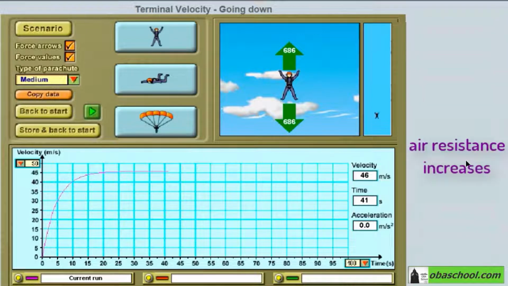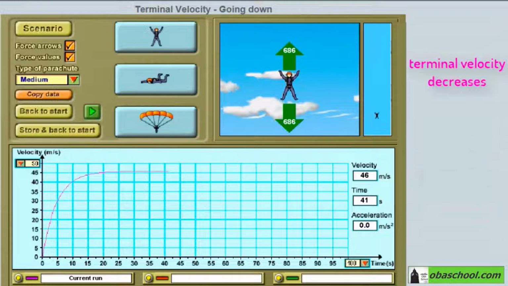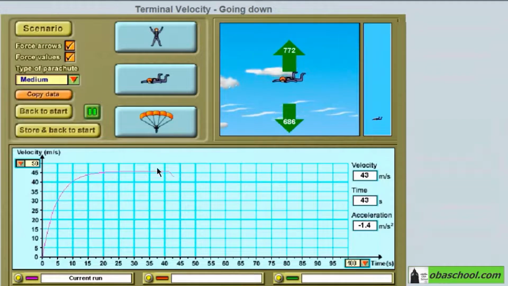Absolutely, since the contact area will increase, thus the air resistance or the drag force increases, and therefore the terminal velocity decreases. Let's select the situation where the skydiver is flying horizontally and click play. Notice the curve.